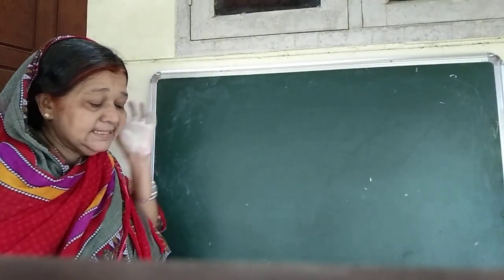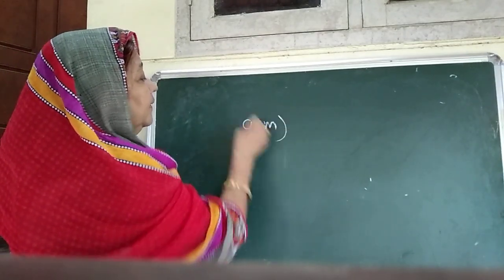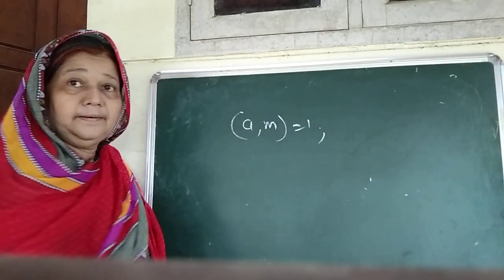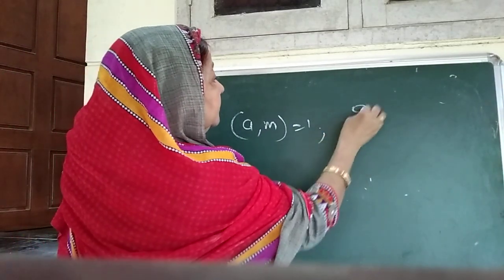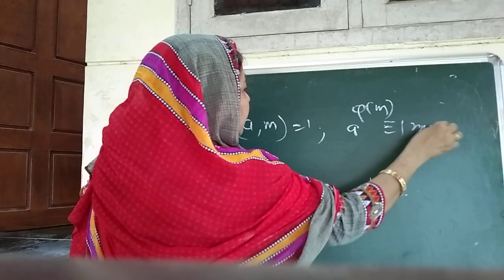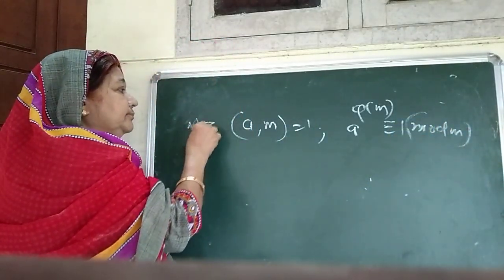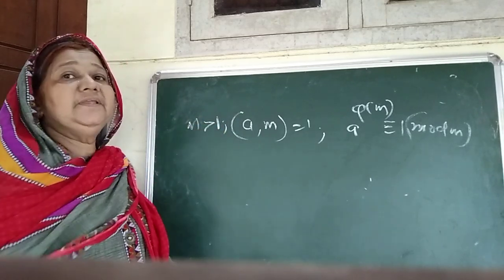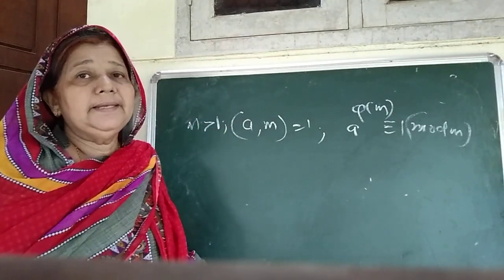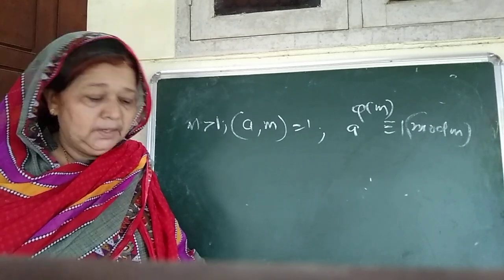Euler's Fermat theorem states that if (a, m) equal to 1, then a raised to phi m is congruent to 1 mod m. If m is any number greater than 1 and with (a, m) equal to 1, then a raised to phi m is congruent to 1 mod m.